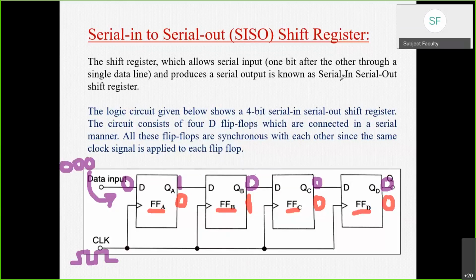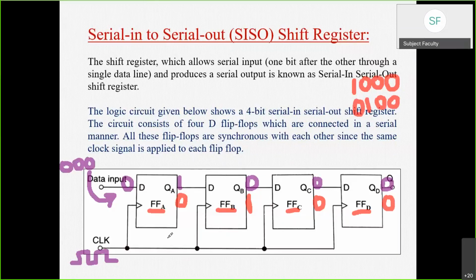Okay. So initially our sequence was 0 0 0 0. Then our sequence became 1 0 0 0 after the first pulse. After the second clock pulse, our sequence is now 0 1 0 0. So these are nothing but QA, QB, QC, and QD.